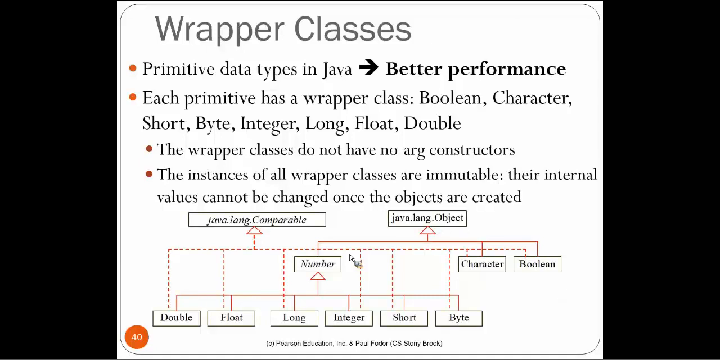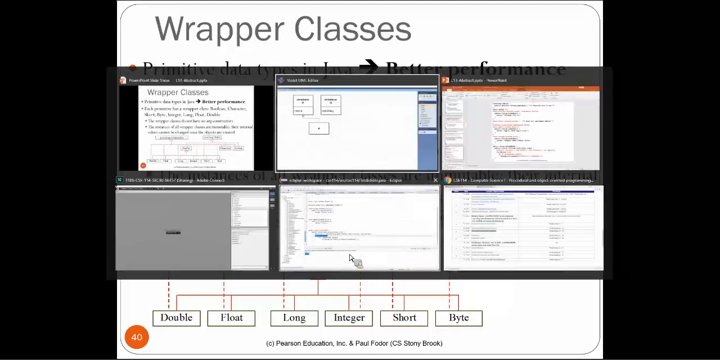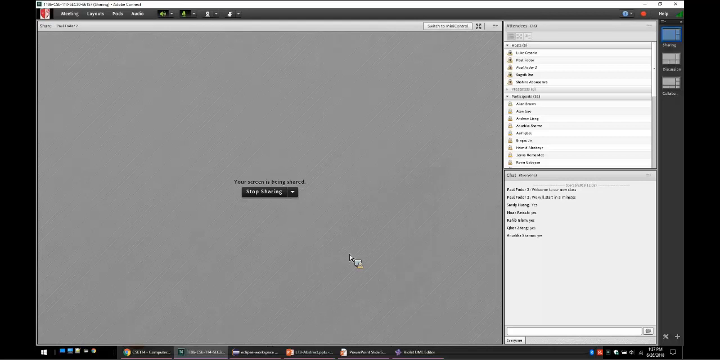Before we continue with an example of interfaces, which is the use of the Comparable interface in Java using the wrapper classes for every primitive type, let's see if there are any questions about interfaces. So any questions about interfaces? Or abstract classes? Let's continue.